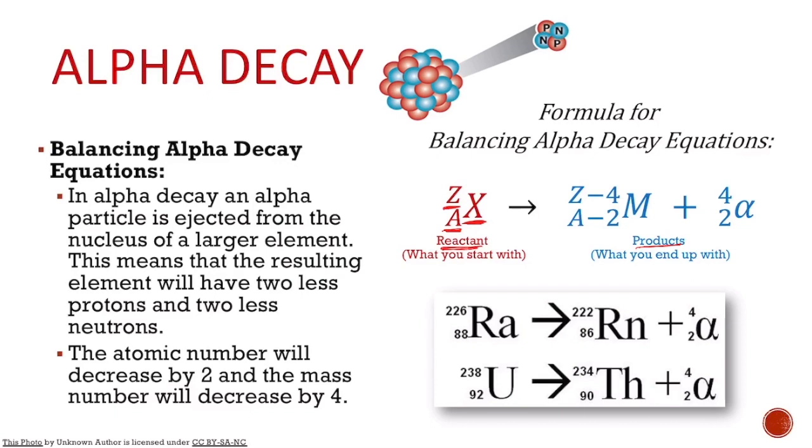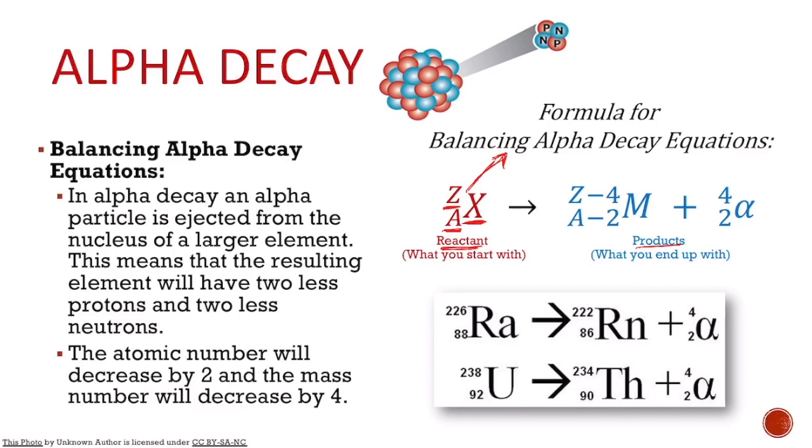Okay, so when we have an alpha particle being ejected from an element, here's our alpha particle, it's leaving, and it's going to cause a change to that nucleus. It's going to decrease the atomic number by 2 because 2 protons are leaving. And then it's going to decrease our mass number by 4 because we have a total of 4 nucleons leaving, 2 protons and 2 neutrons.